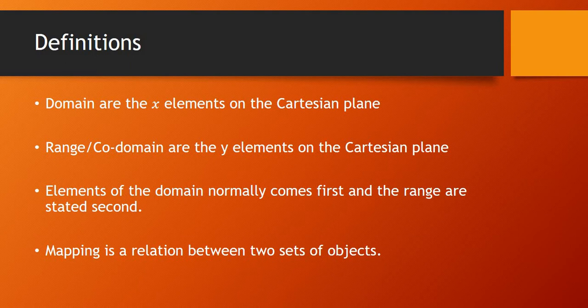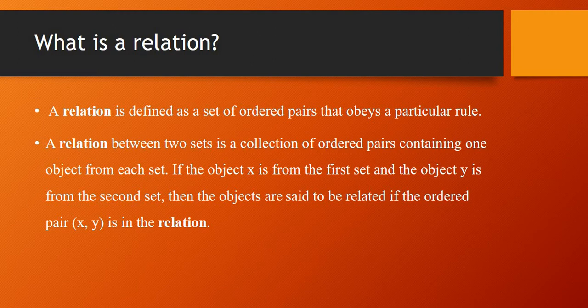Elements of the domain normally come first and the range are stated second, all right? Mapping is the relation between two sets of objects, right? So one set of object is being mapped onto another set of object.